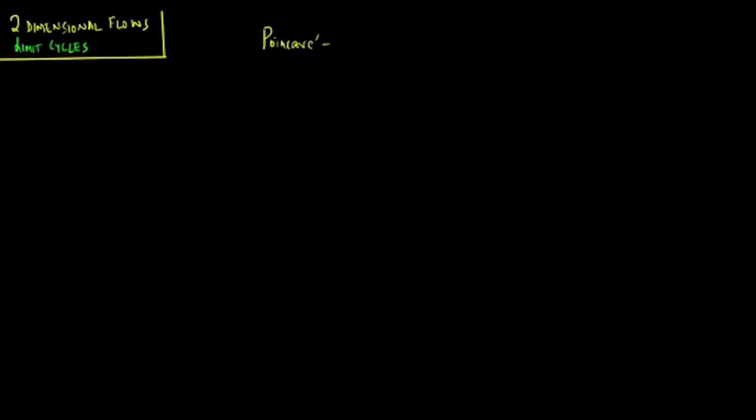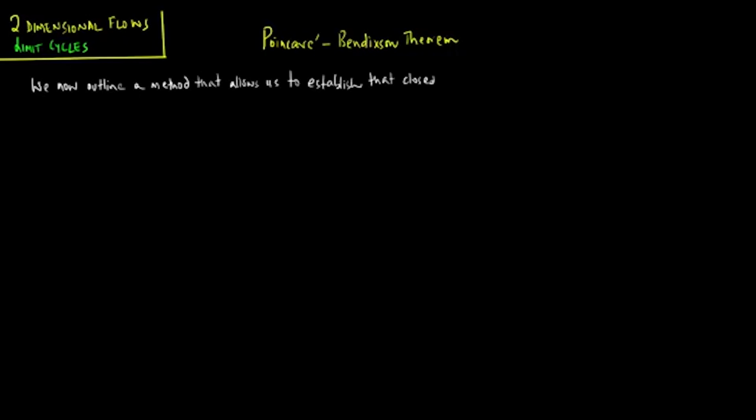In this lecture, we focus on the Poincaré-Bendixson theorem. We now outline a method that allows us to establish that closed orbits exist in some systems. So we now state the theorem.